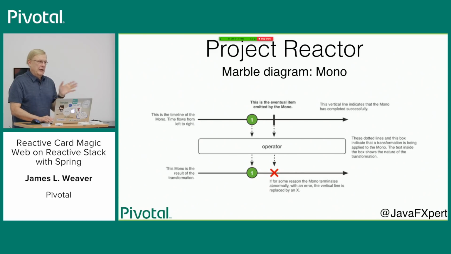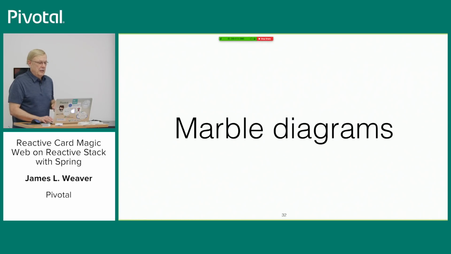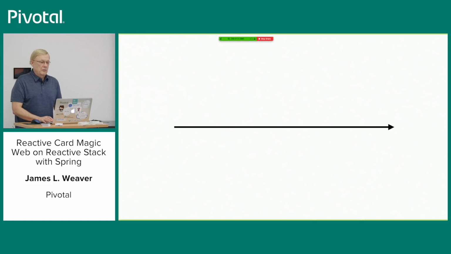So here's a marble diagram, and I'm going to come back to this. Here's one for Mono. Remember that's the publisher that has 0 or 1 elements. Here's a marble diagram for Flux, we'll come back to it, a publisher for 0 to many elements. But I just want to show you what marble diagrams are. A marble diagram represents the stream before the operator is applied, and after an operator is applied.